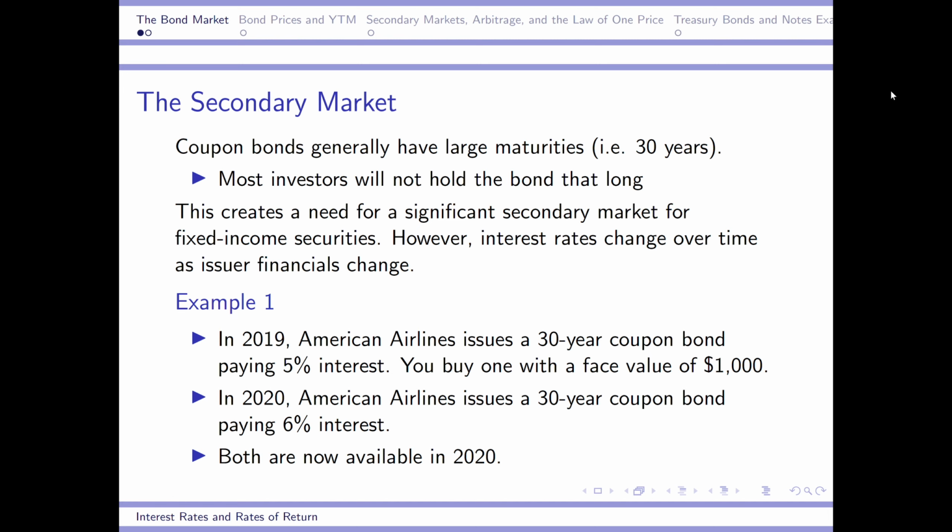As a first example, in 2019, let's say American Airlines issued some 30-year coupon bonds that pay 5% interest, or have a yield to maturity of 5%. You then buy one with a face value of $1,000. But then, after COVID hit in 2020, American Airlines had to raise more debt, and so they issued some more 30-year coupon bonds. This time, because American Airlines' financials got worse, investing in them became riskier, so their yield to maturity became 6%. We're now sitting at the end of 2020, and you're trying to compare the two because they may both be put on the market.